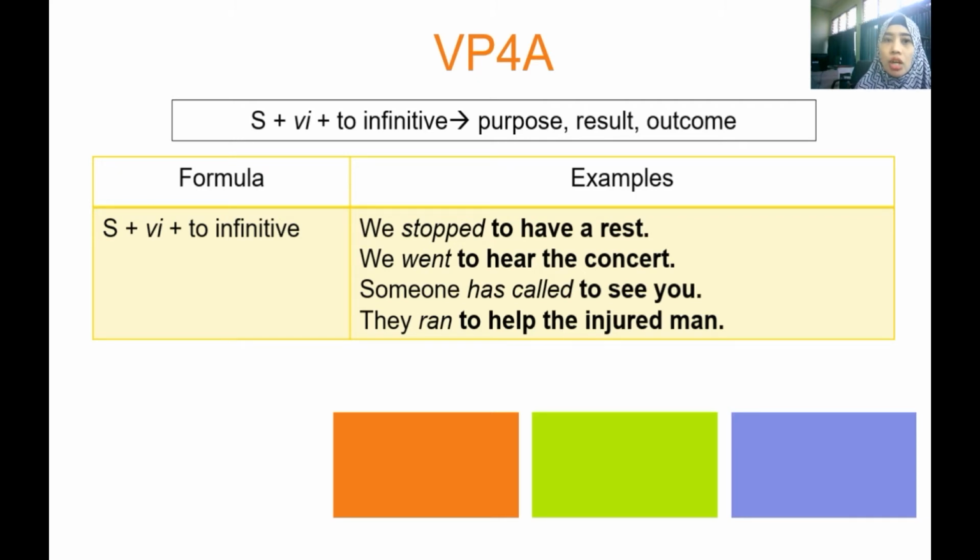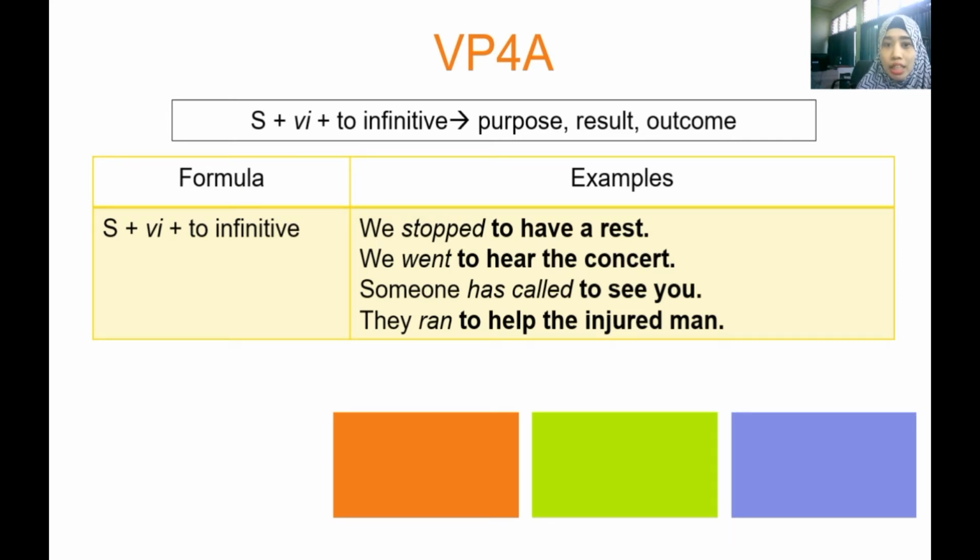It mainly focuses on the use of to infinitive after the verb intransitive. Here, the to infinitive shows or indicates the purpose, the result of, or the outcome of something. The formula is subject plus verb intransitive plus to infinitive. For example, we stopped to have a rest. So we here is the subject, and then stopped is the verb intransitive, and then to have a rest is the to infinitive showing the purpose of stopping.